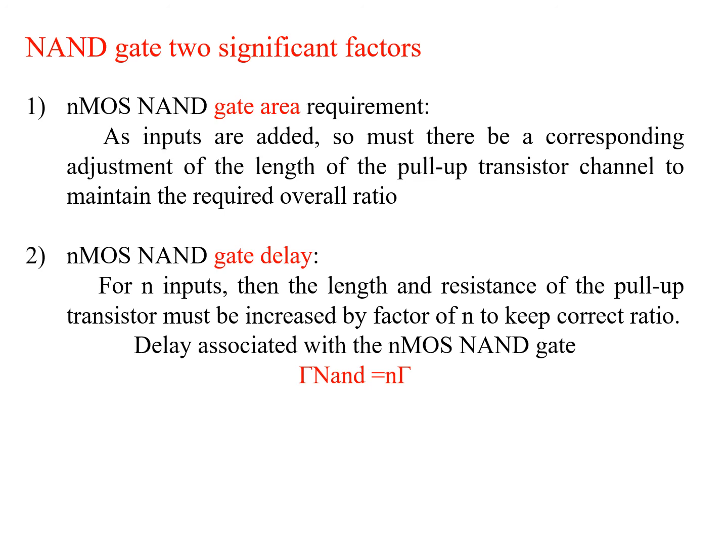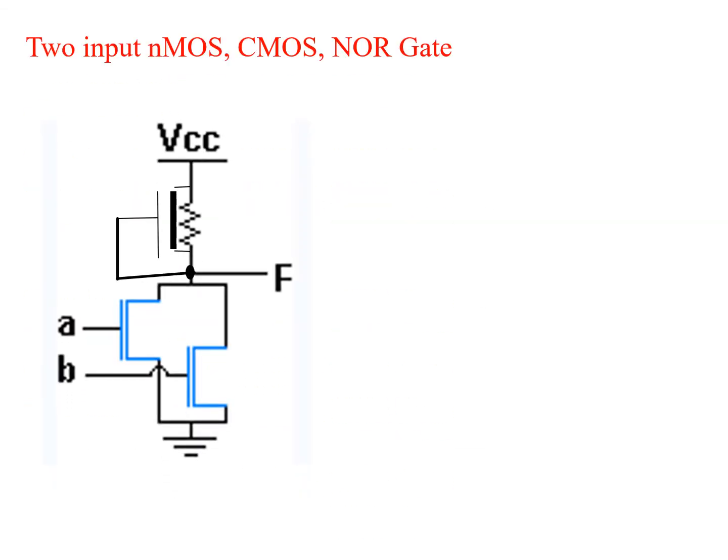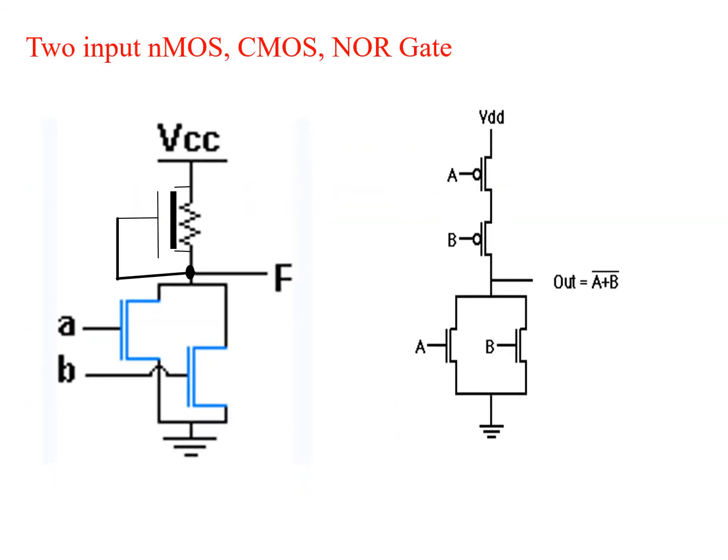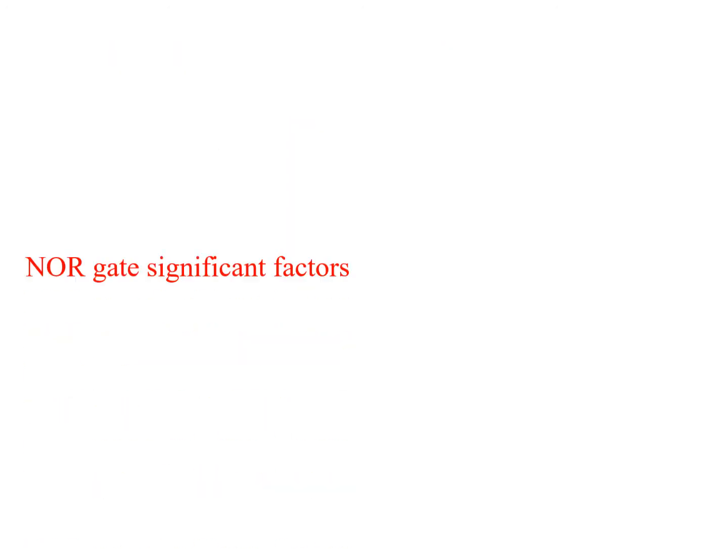Similarly, these two significant factors, that is your gate area and gate delay, will hold good for the next part, that is when you are going to study your NOR gate. Now in the case of a NOR gate, the basic change is in the bottom part. In the previous case it was a series connection, now it is a parallel connection. So there will be some change in the effect.